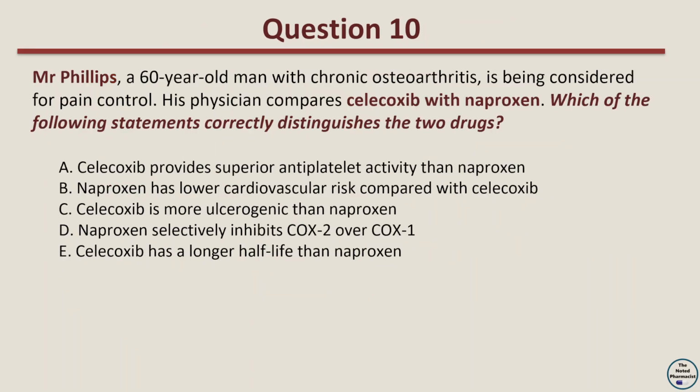Question 10. Mr. Phillips, a 60-year-old man with chronic osteoarthritis, is being considered for pain control. His physician compares celecoxib with naproxen. Which of the following statements correctly distinguishes the two drugs? Option A, celecoxib provides superior antiplatelet activity than naproxen. Option B, naproxen has lower cardiovascular risk compared with celecoxib. Option C, celecoxib is more ulcerogenic than naproxen. Option D, naproxen selectively inhibits COX-2 over COX-1. Option E, celecoxib has a longer half-life than naproxen.